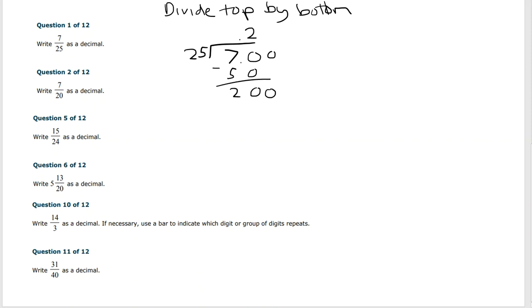Add a 0, bring a 0 down, and then we have to figure out how many times does 25 fit into 200. So one thing that I do is I just count by 25. So I would say 25, 50, 75, 100, 125, 150, 175, 200. And you guys can't see me, but I was actually using my fingers there. So that would be 8 times, and 8 times 25 is 200. 200 minus 200 is 0. So we know that 7/25 as a decimal is 0.28.